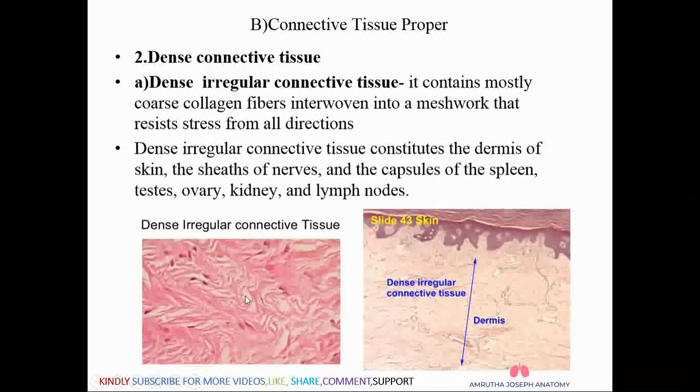As you can see here, the fibers are not regularly arranged. It contains a lot of collagen fibers, arranged in a meshwork. The reason it is formed this way is that this connective tissue might have received a lot of stress from different directions, so the fibers are arranged in different directions. It is seen in parts like the dermis of the skin, sheaths of nerves, spleen, testis, ovary, kidney, and lymph nodes. Some of the lymph nodes also have this dense irregular connective tissue.